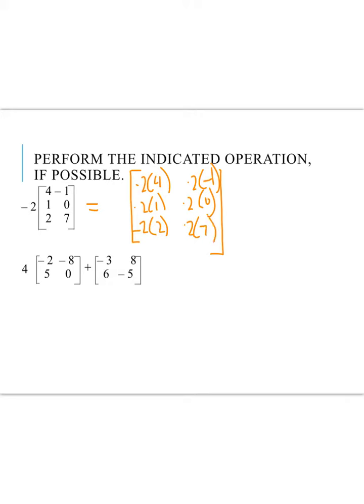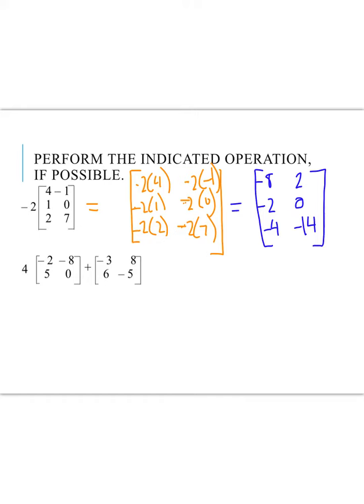times 7. Sorry, those are supposed to be negative signs, but they look like dots. So now I'm just going to simplify. Negative 2 times 4 is negative 8. And negative 2 times negative 1 is positive 2. And then I'd have negative 2 and 0, and negative 4 and negative 14 as my final answer.